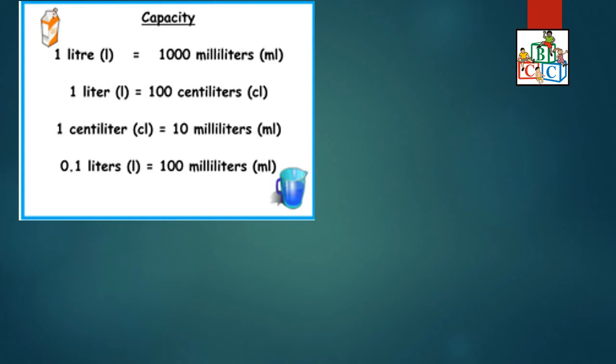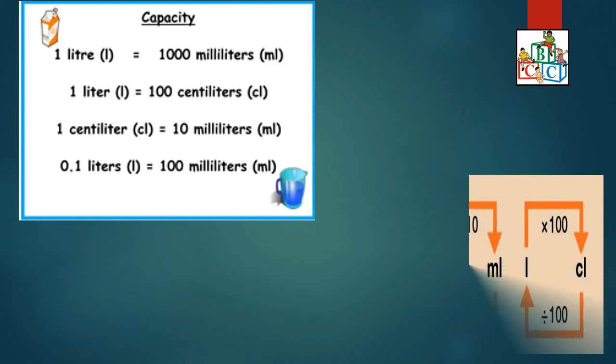0.1 liter is equal to 100 milliliters. Okay, so liter to milliliters, times 1000. 0.1 liters to milliliters, times 1000. You're going to copy this as well.